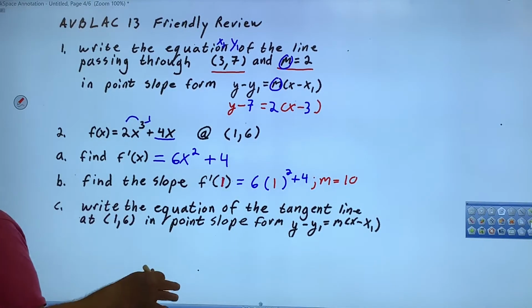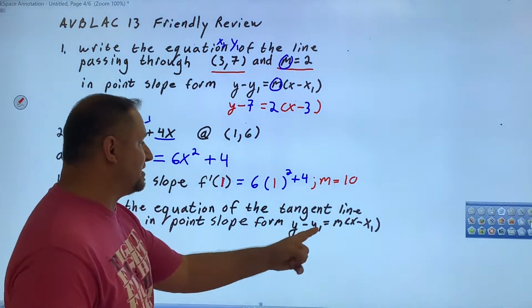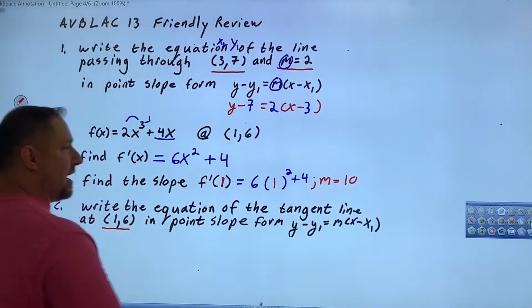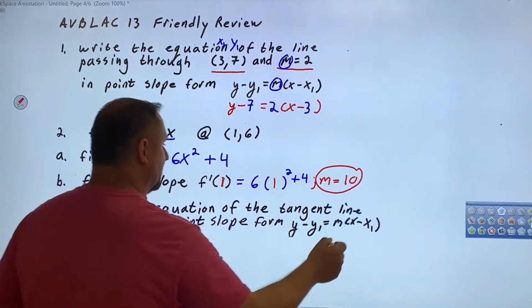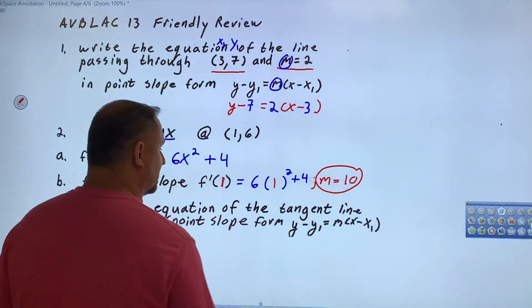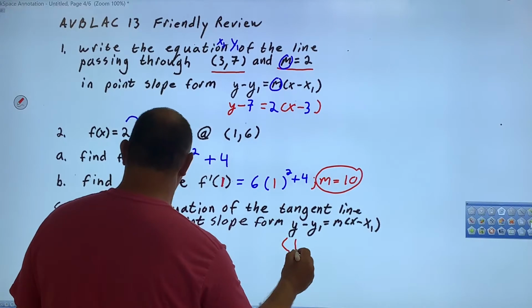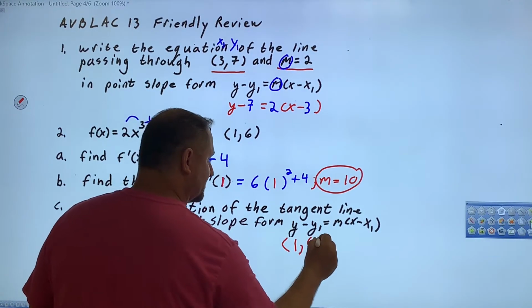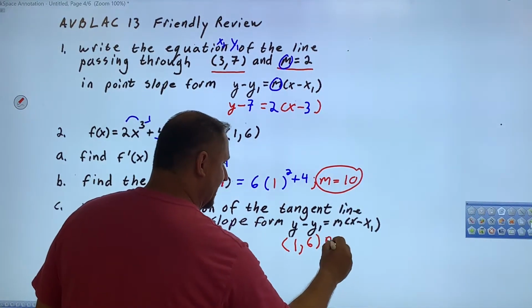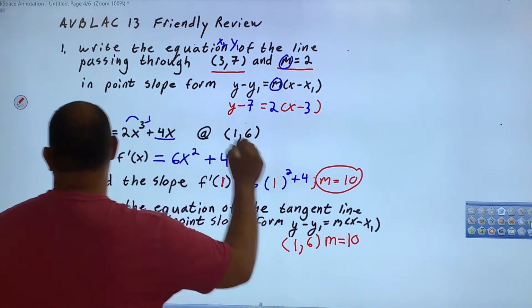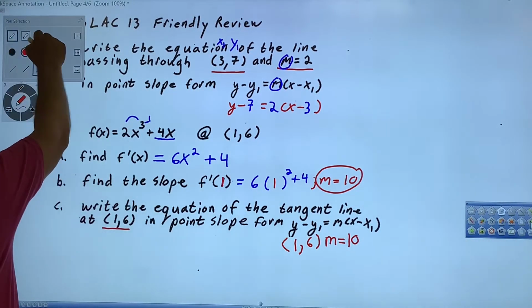So for part C, write the equation of the tangent line at (1, 6). So I have a point, and now I have a slope, in the form of the point slope form. I like to write my point underneath it here sometimes: 1, comma, 6. And I like to write my slope right under here to make it all nice and convenient. Slope equals 10.